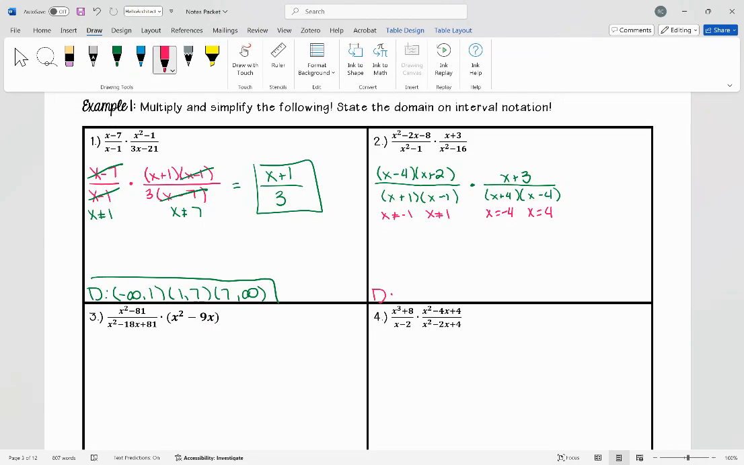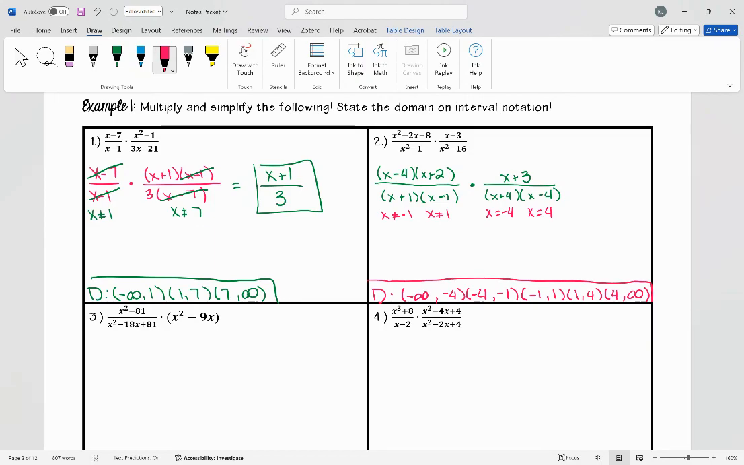So we're going to go negative 4 to negative 1, and then 1, and then 4. Okay, so we're going to have negative infinity to negative 4, negative 4 to negative 1, negative 1 to 1, 1 to 4, and then 4 to infinity. So super long, but it's okay. It's just because we have so many excluded values. Okay, so that's going to be our final answer for the domain.